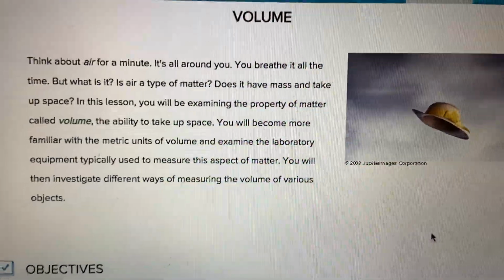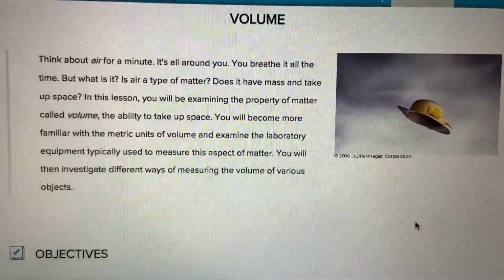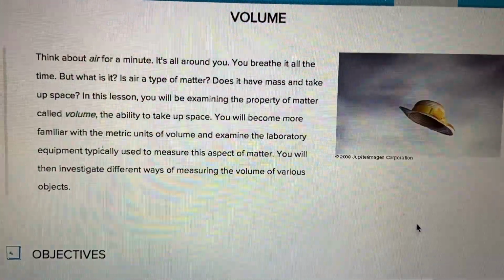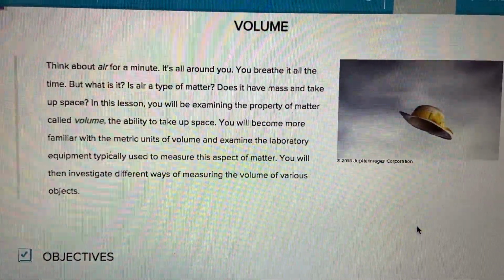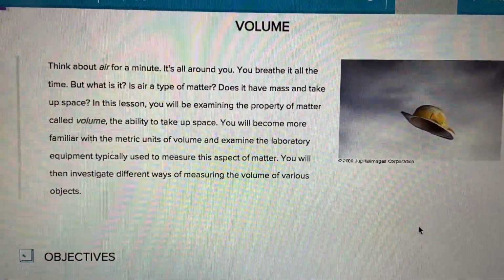Okay, so today we're going to learn about volume. Think about air for a minute. It's all around you. You breathe it all the time, but what is it? Is air a type of matter? Does it have mass and take up space?